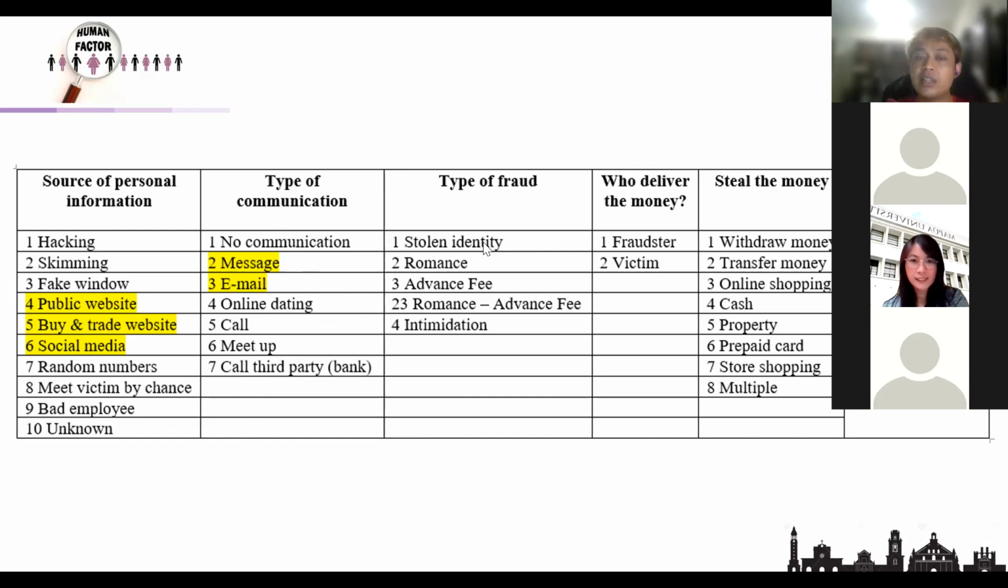And the type of fraud, the one that I've mentioned before, is stolen identity. This is the common term in criminology. So stolen identity is your identity being stolen, right? So without communication, no communication, either from hacking or scheming. Okay, romance. Romance fraud is one very interesting fraud.